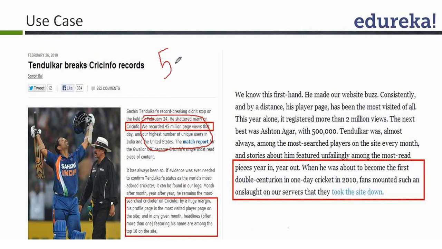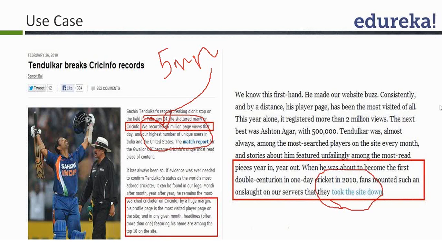Generally, they anticipate 5 million users on average. On that day, they had 45 million page views. Can you imagine? Are you ever ready for that? From 5 million to 45 million. How would you match that? How would you reach there? Unless you are scalable, on demand, pay as you go. What Sachin broke was not only the cricketing records, he also broke the Cricinfo website.